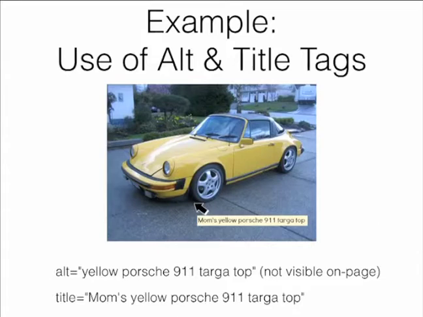Here's an example of alt and title tags in use. You can see my photo again here. And if this photo were on my website and I were to hover my cursor over it, you can see the little cursor arrow. You've probably seen this. A little light yellow box pops up, and there's some text in it that usually describes the photo. In this case, Mom's yellow Porsche 911 Targa top. So again, I've used my keyword in the title tag, and you can see what the title tag looks like at the bottom of the screen. That's what it would look like in the coding. The alt tag is displayed just above it. That will not be visible on your page unless for some reason the image doesn't load, and then it would tell the user what was on that page.